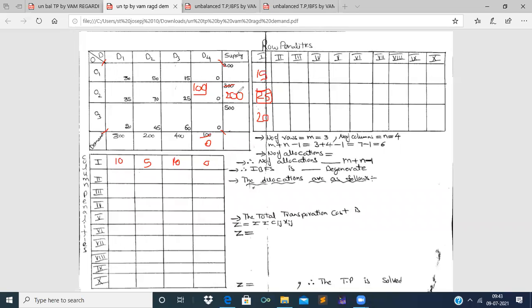Now we have to strike off the column as the demand is made 0. Now one allocation is done. Now again, we have to go for another set of penalties, that is, the second set of row penalties and second set of column penalties.